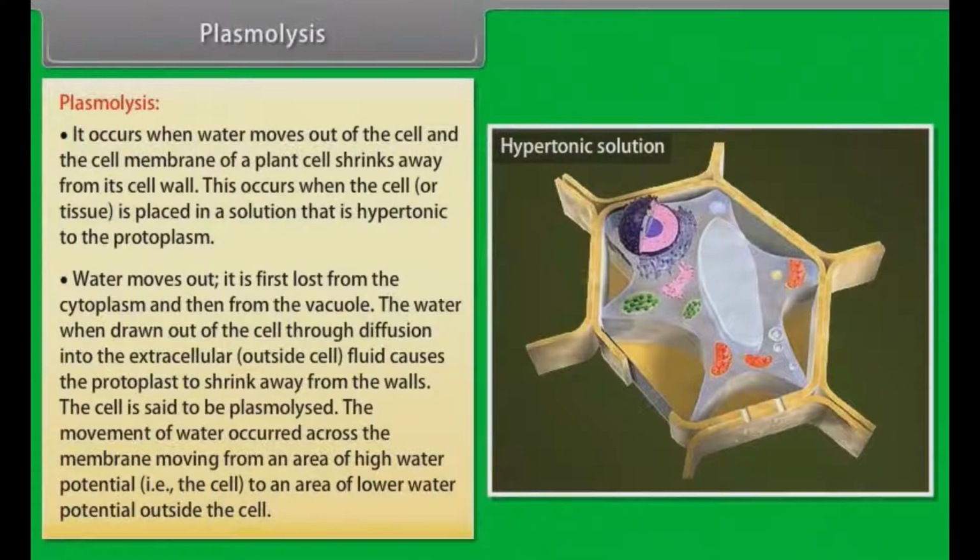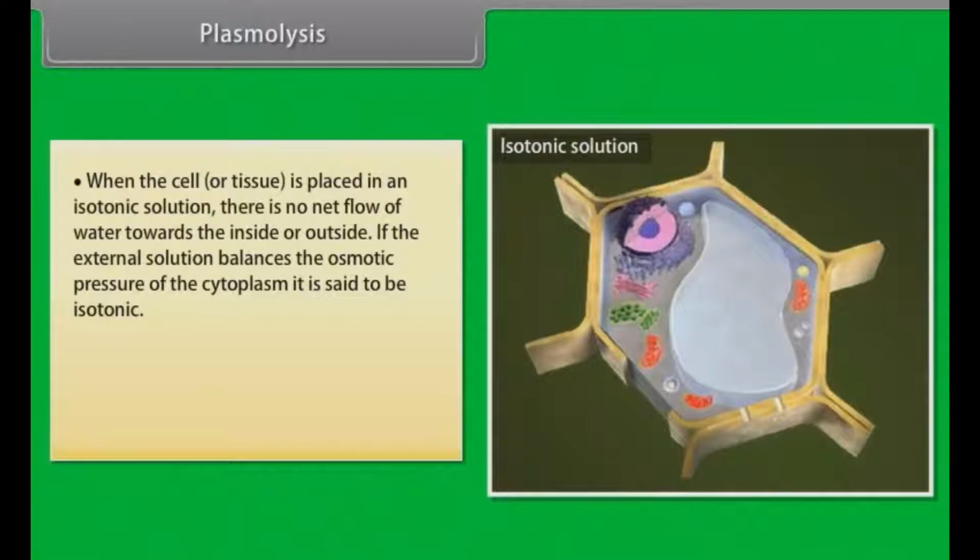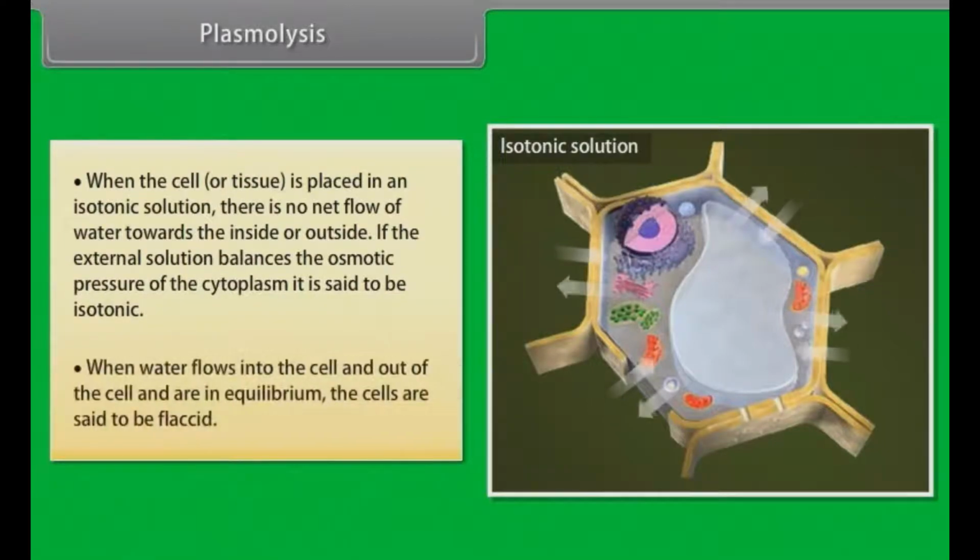The movement of water occurred across the membrane, moving from an area of high water potential to an area of low water potential outside the cell. When the cell or tissue is placed in an isotonic solution, there is no net flow of water towards the inside or outside. If the external solution balances the osmotic pressure of the cytoplasm, it is said to be isotonic. When water flows into the cell and out of the cell and is in equilibrium, the cells are said to be flaccid. The process of plasmolysis is usually reversible.